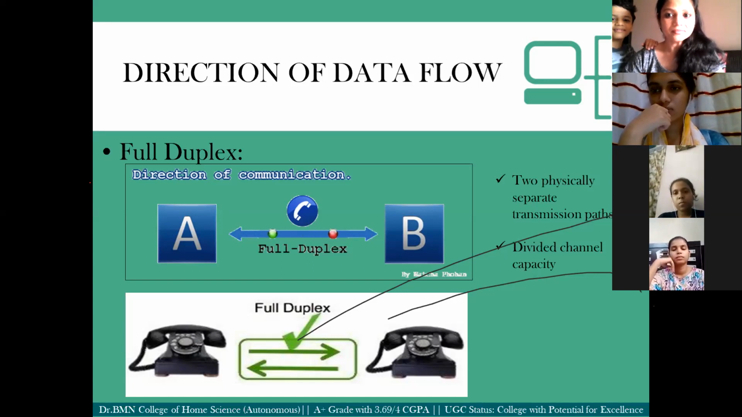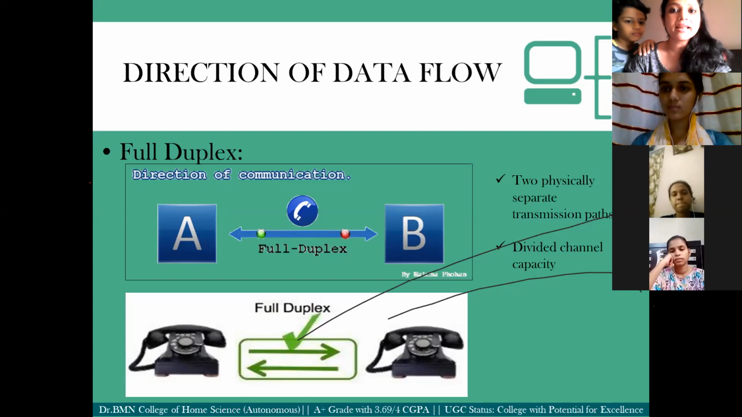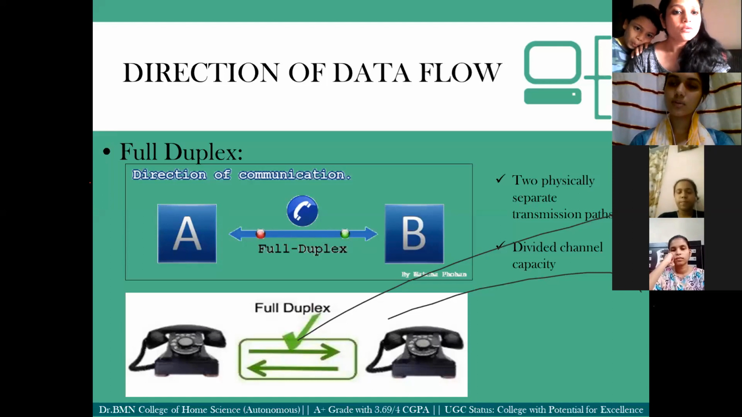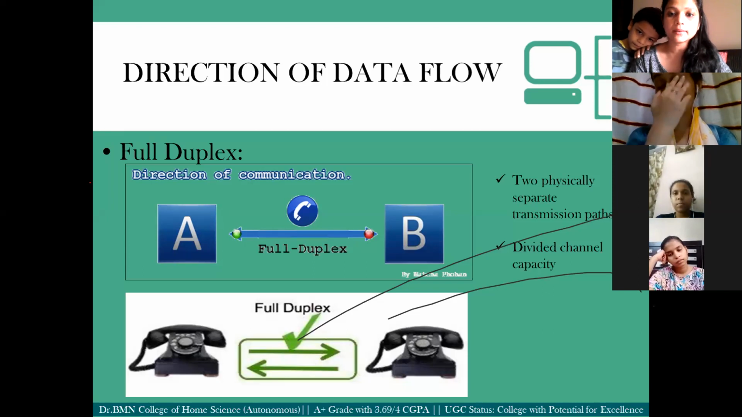All right? Understood direction of data flow. Let's revise. Direction of data flow: first was simplex, second was half duplex, and third is full duplex. In simplex, it is only one direction of communication. In half duplex, it is one at a time. So the sender will send, the receiver will receive, and then only the receiver can send. That is half duplex. Full duplex is both-way communication. Sender can send and receive at the same time.